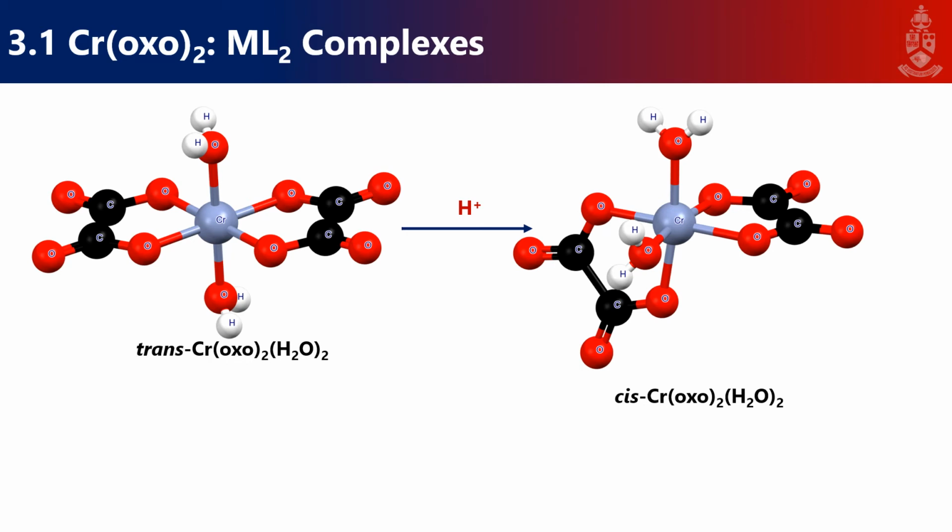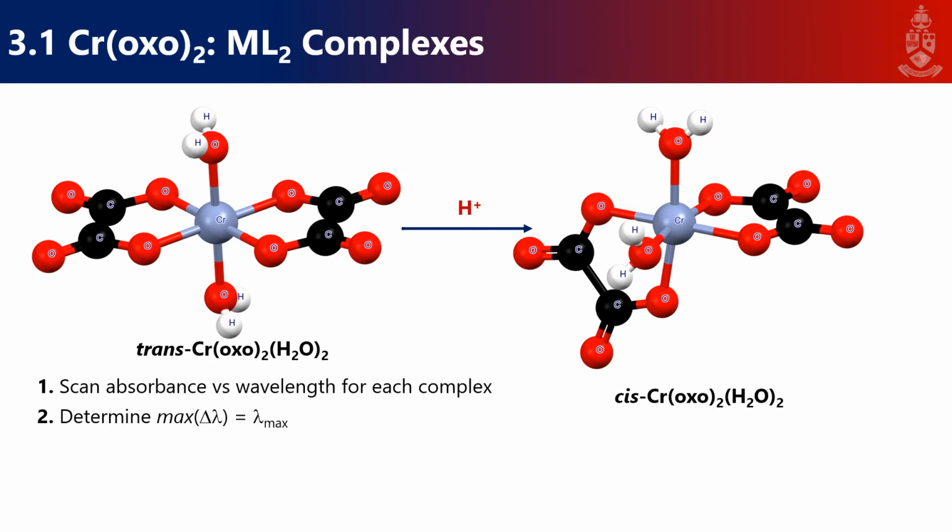Right, so what's our procedure for determining the rate of isomerization? First, we're going to scan the absorbance versus the wavelength of each complex. So that graph that you see in your practical guide, both of them have already been plotted for you, so you can actually go look at that. Then we're going to determine the maximum wavelength, or the maximum absorbance point, so the wavelength at which there's a maximum absorbance for both of them.